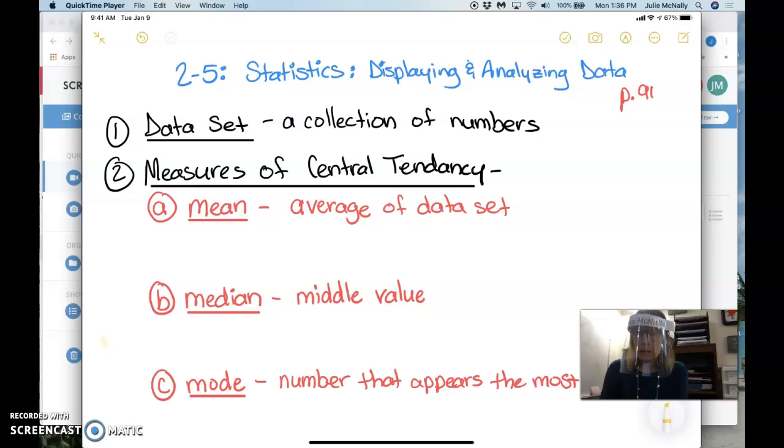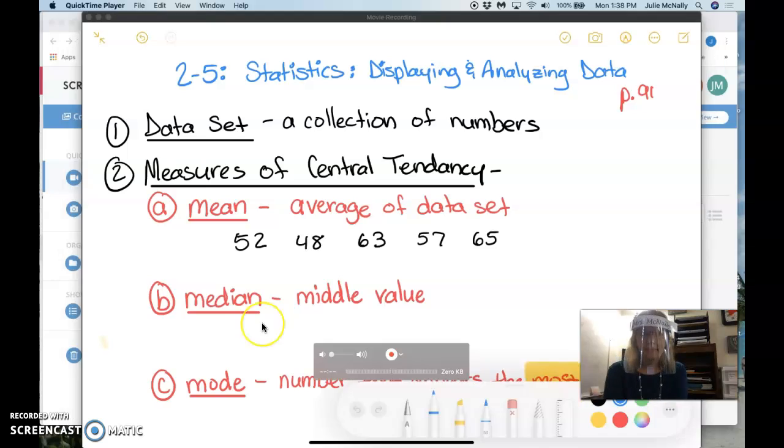And then the last thing that we're going to talk about is the mode. And this is the most important word for mode. Mode is the most. The number that appears the most often in your data set, that is what the mode is. So write down these numbers under mean.